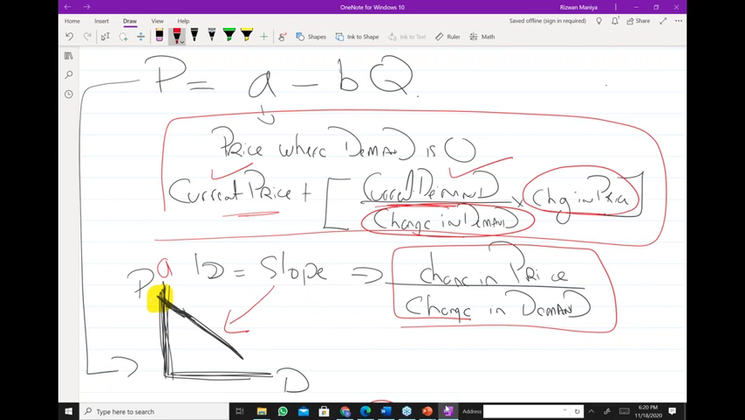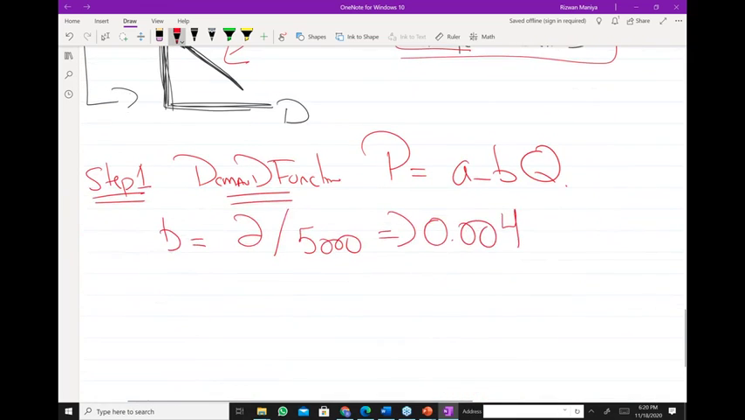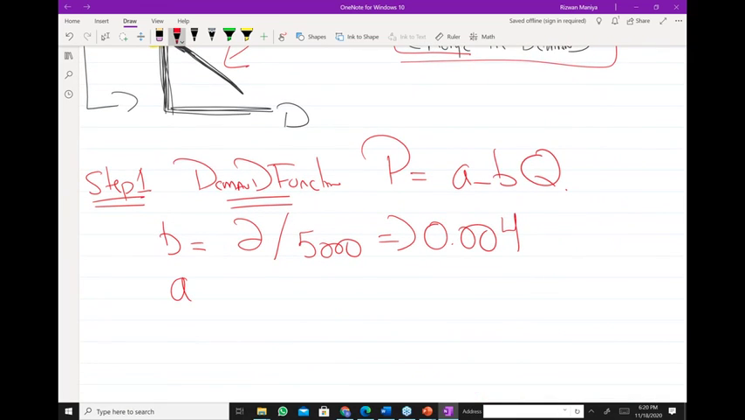Okay. So yes, this is a genuine problem, but the concept will help you. So tell me what A is. A is the price where demand is 0, right? So if I use this demand function and I need A, which is the price where demand is 0, what can I do here?